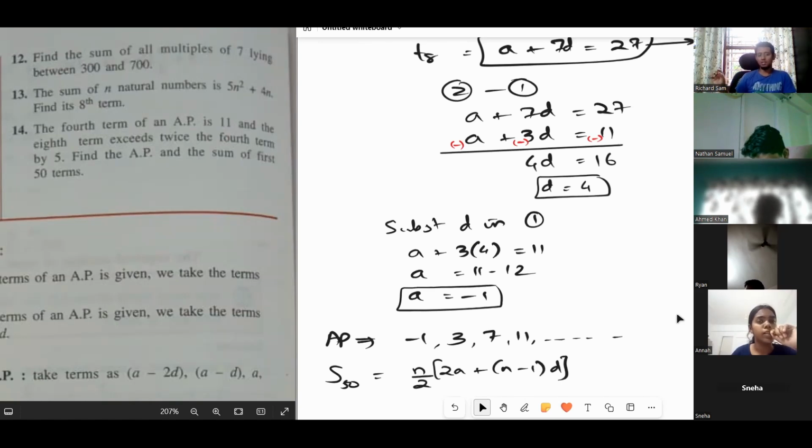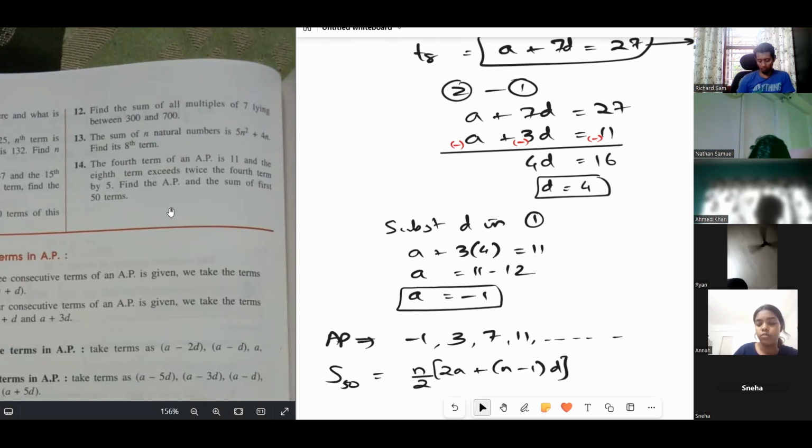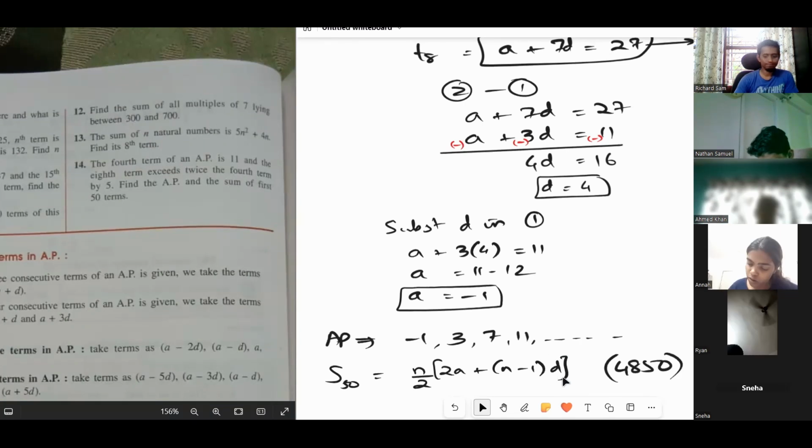L, the last term, is not 50. The last term is the 50th term. We don't know what the 50th term is. Yeah, they're asking to find sum of 50 terms. So N is 50. So 146. 146. Okay. I hope all of you get this answer. 4850.